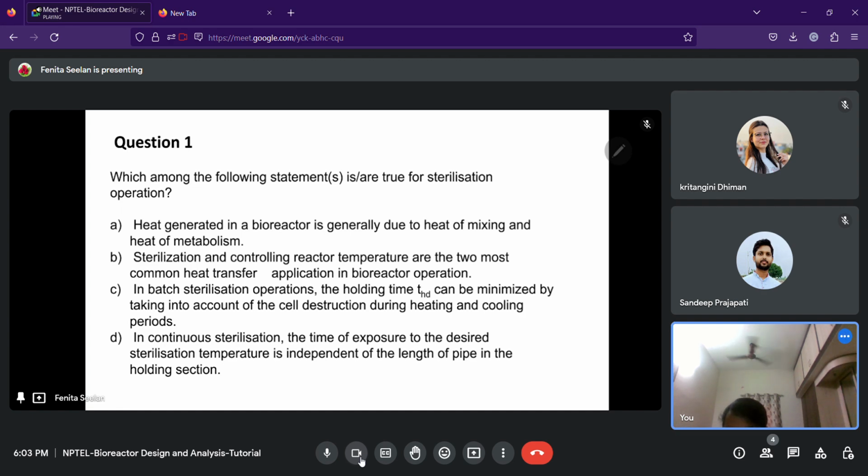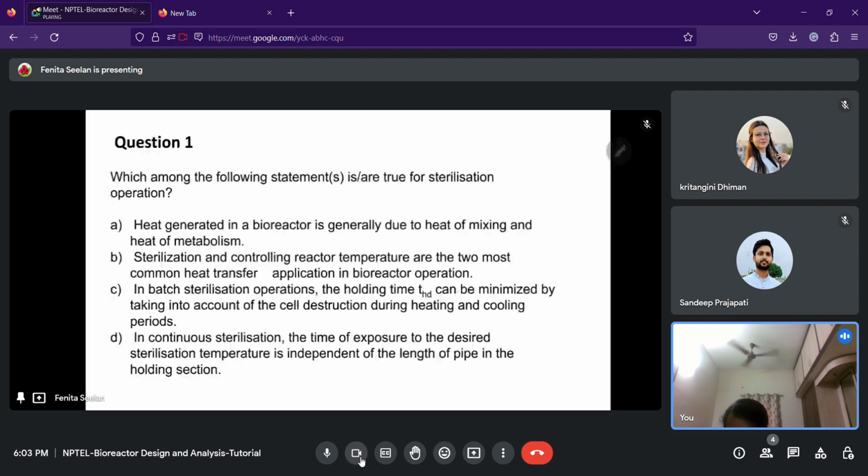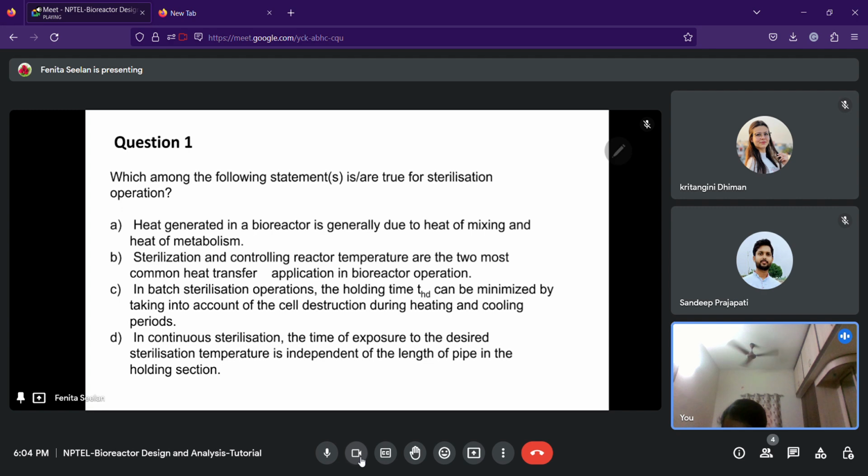Option A is heat generated in bioreactor is generally due to heat of mixing and heat of metabolism. B is sterilization and controlling reactor temperature are the two most common heat transfer applications in bioreactor operation. Option C is in batch sterilization operations, the holding time can be minimized by taking into account of the cell restriction during heating and cooling periods. Option D, in continuous sterilization, the time of exposure to the desired sterilization temperature is independent of the length of the pipe and holding section.